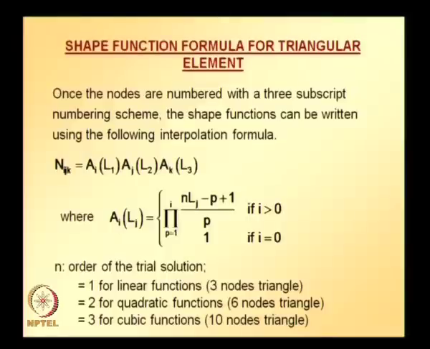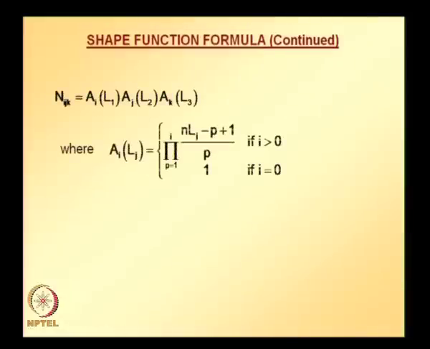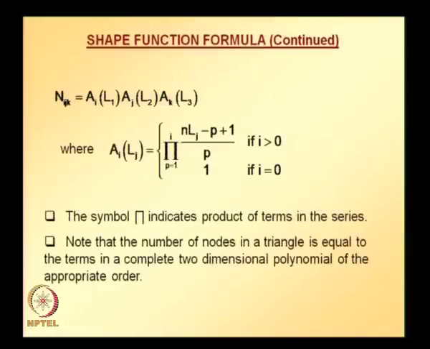And here in this formula we have the symbol pi, which indicates product of terms in series. So, first term multiplied by second term multiplied by third term like that.